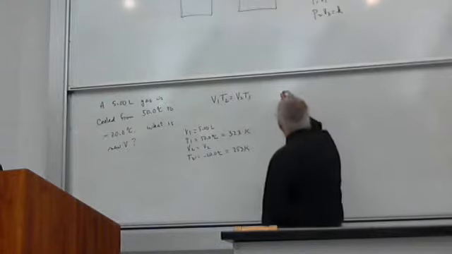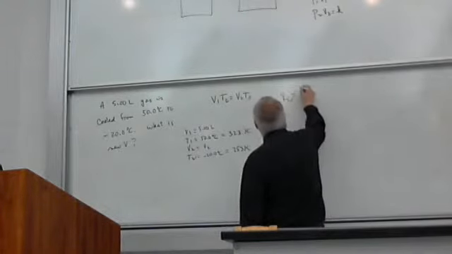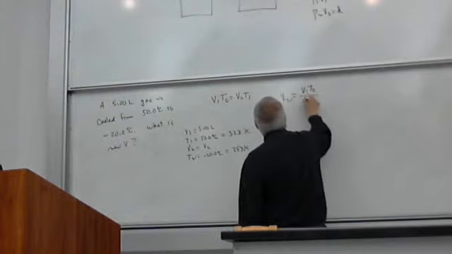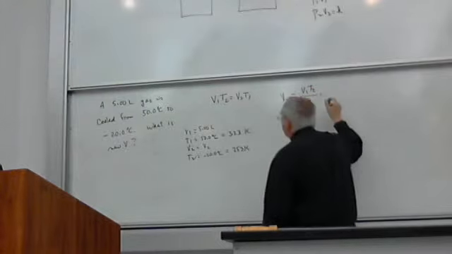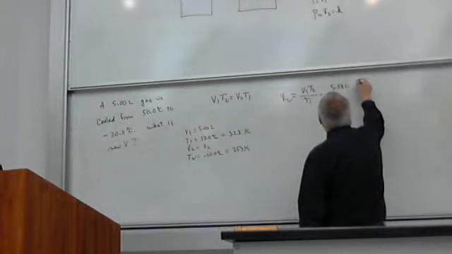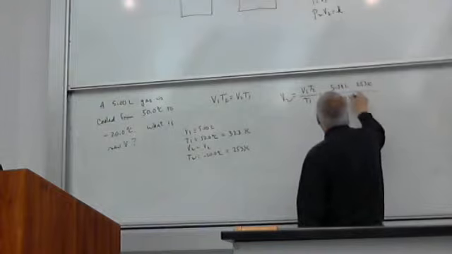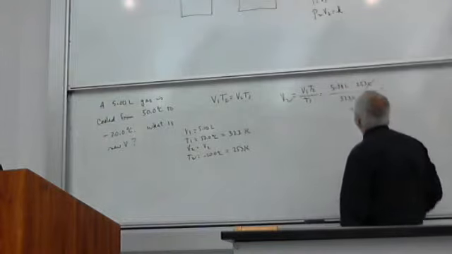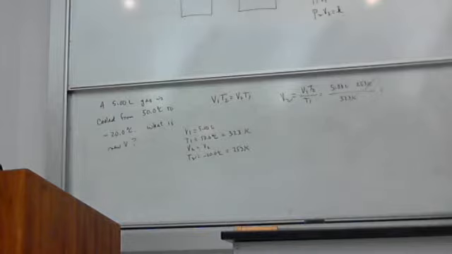So I'm looking for V2 here, so V2 should be equal to V1 T2 over T1. Putting in the numbers from my table, I have 5 liters times 253 Kelvin over 323 Kelvin. The Kelvins cancel, and my final answer should be, I get about 3.92 liters.